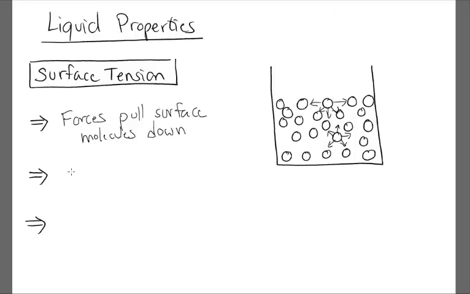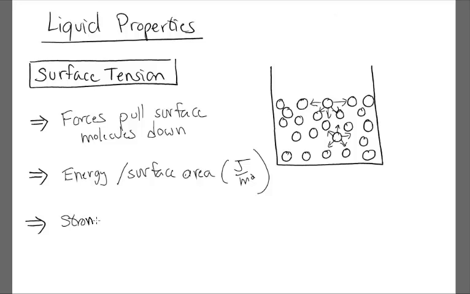And we can talk about surface tension as an energy per surface area. So units can be something like joules per meter squared. And we also note that the stronger the intermolecular forces, the greater the surface tension. So we can then rank things.